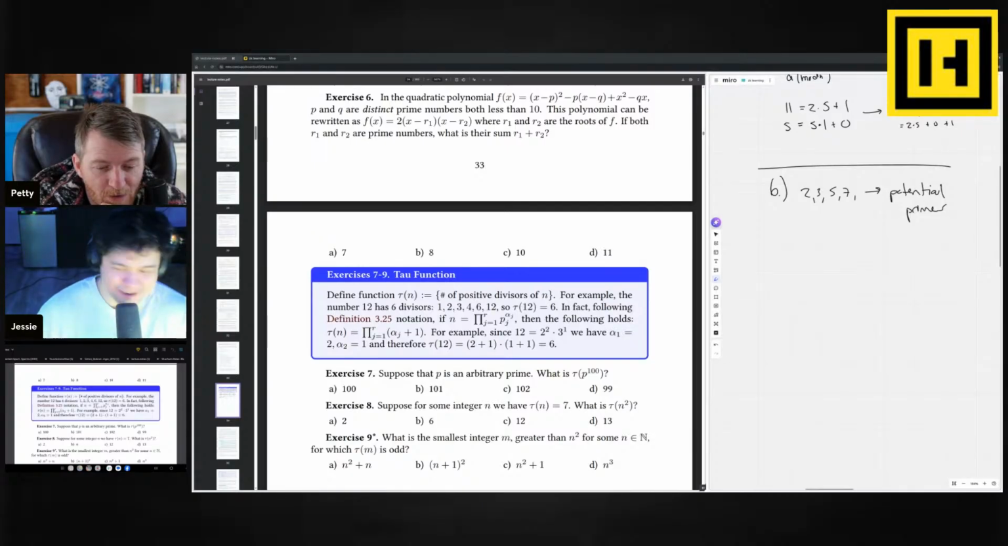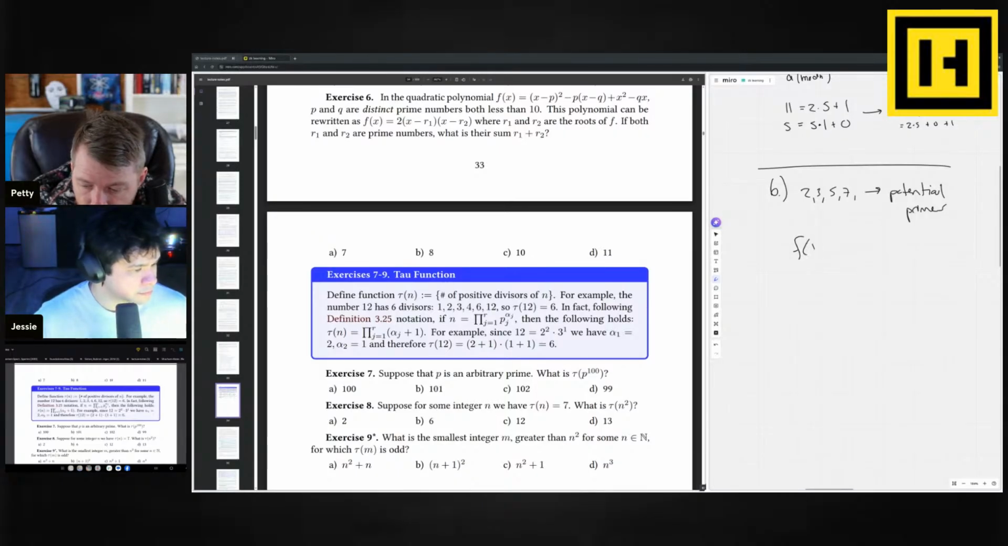If both r1 and r2 are prime numbers, what is their sum? Does it say their sum needs to be...? Oh, 7? Look. The roots. So r1 and r2 need to be roots. Oh, hold on. So you need to satisfy the top equation. Yeah. Oh, it's rewritten, so it's the same thing. Mm-hmm. There's no P and Q. Okay, hold on. Let's write this out.